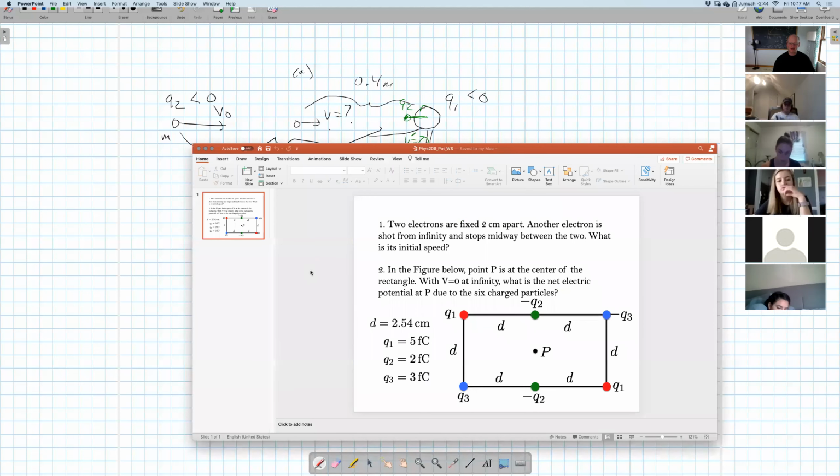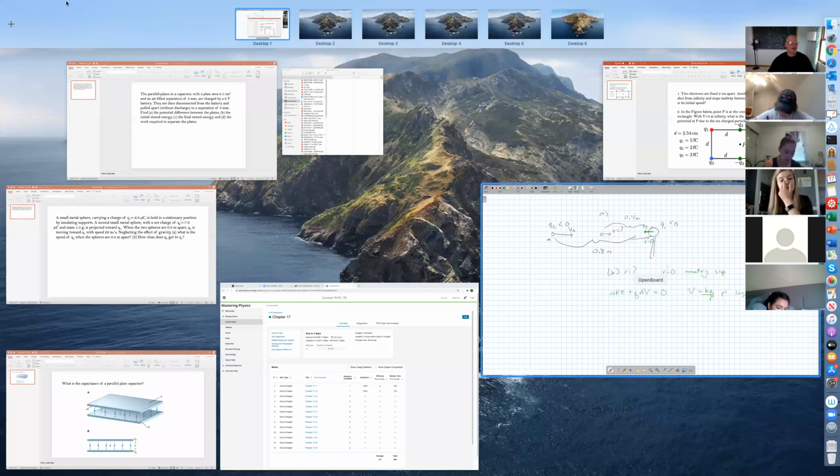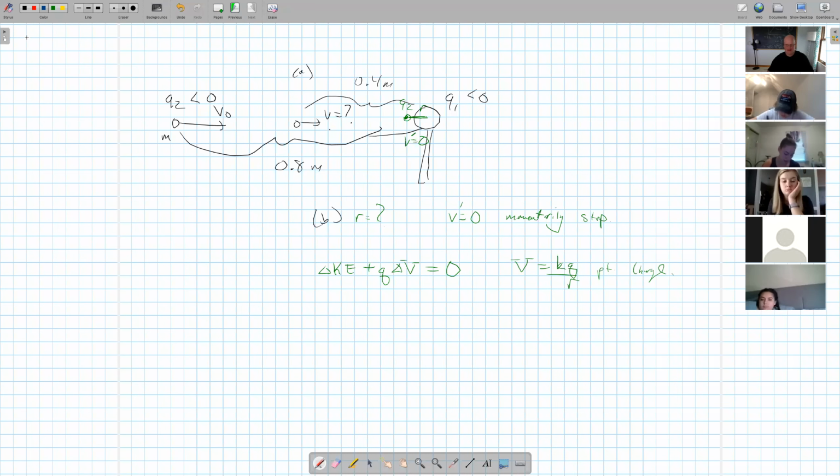Now we have the second and third ones. The second one says we have 2 electrons fixed 2 centimeters apart from each other. Another electron is shot from infinity and stops midway between the 2. What is the initial speed? So let's draw what's happening there. This is the next one. So this one's saying I have an electron here, and these 2 are 2 centimeters apart.